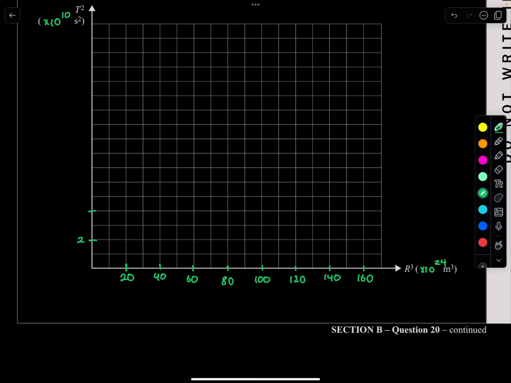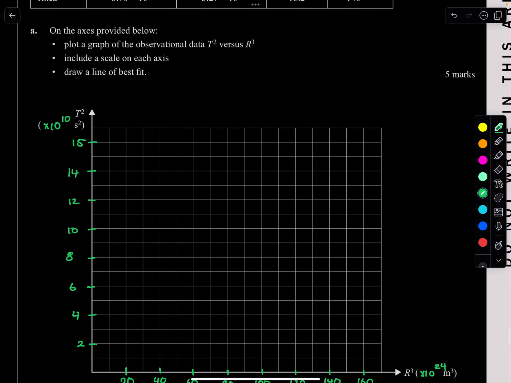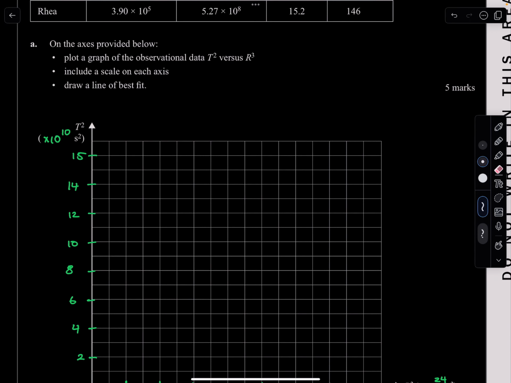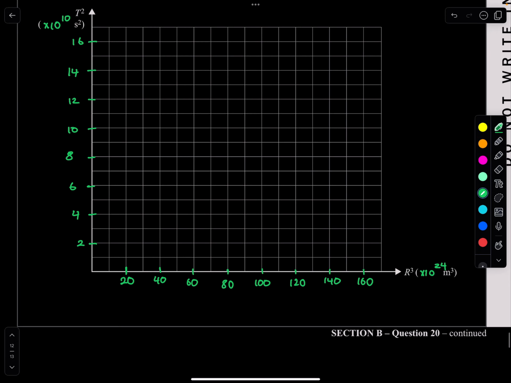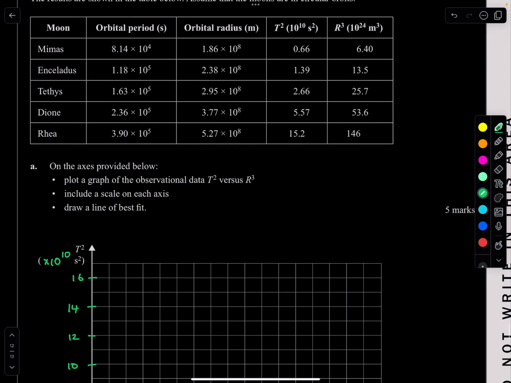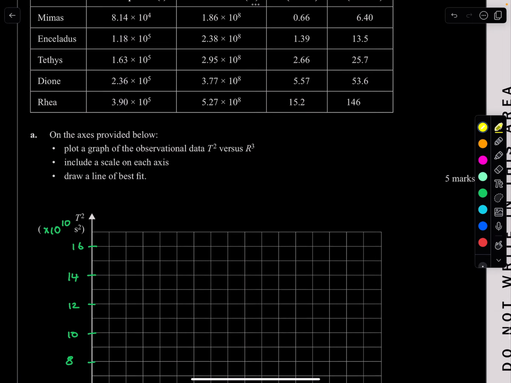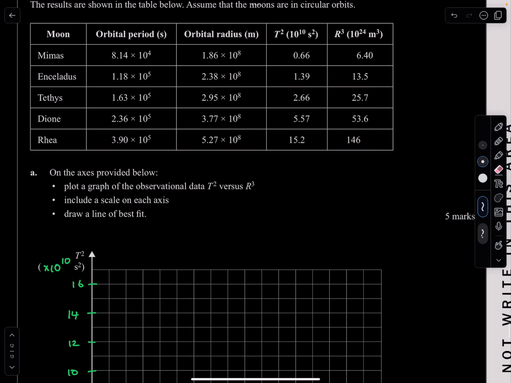So 2, 4, 6, 8, 10, 12, 14, 16. What am I doing? Why did I write 15 there? I want to double check. Yep, 15 is the max, so it's good. So we include the scale. Now we just need to plot those points. The first one's r cubed, so 6.4.